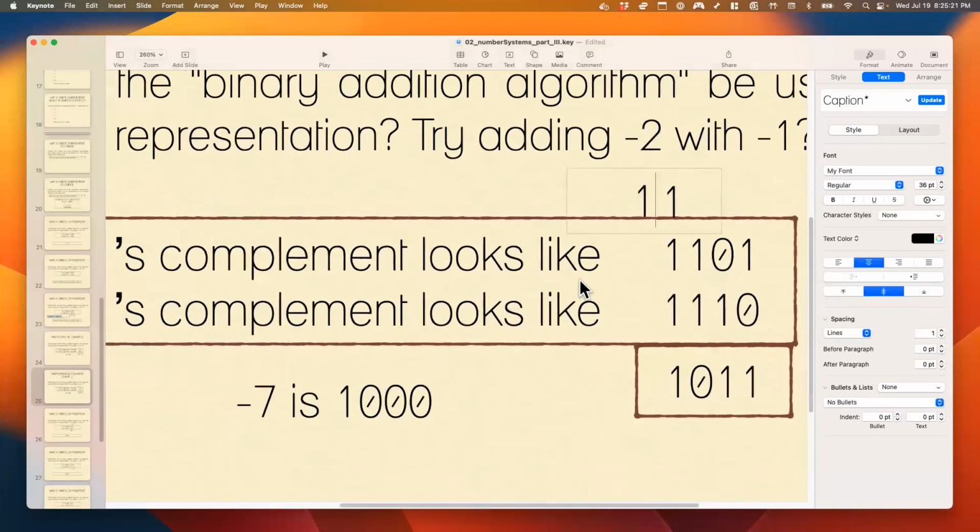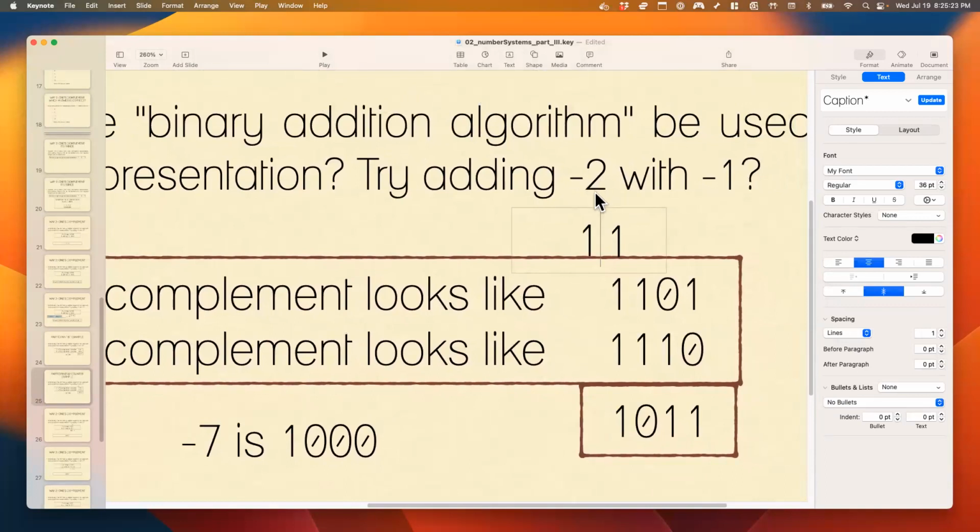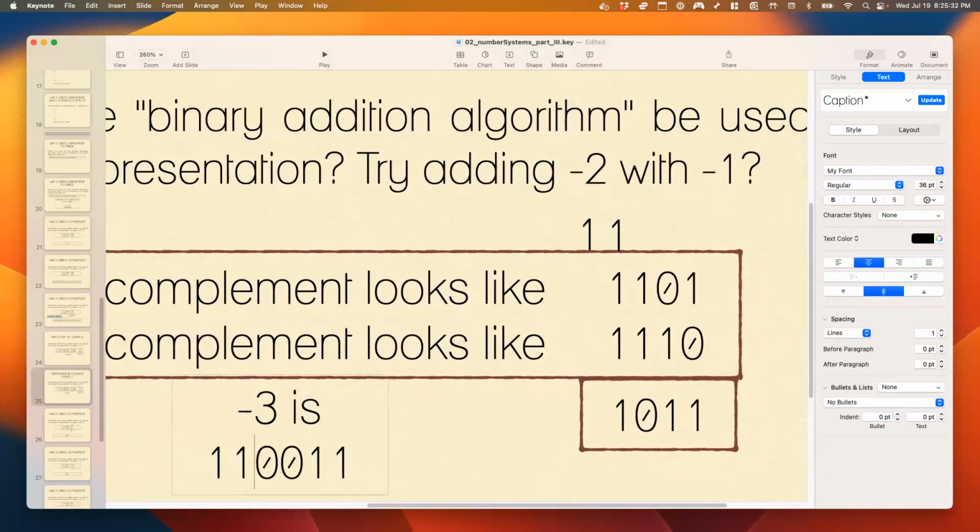Okay. Now, of course, when you add -2 to -1, you end up with -3. And I should say -3 is, again, I'm going to start with 3 here, which would be that. And then I'm going to say 1, 1, 0, 0. And that's -3.